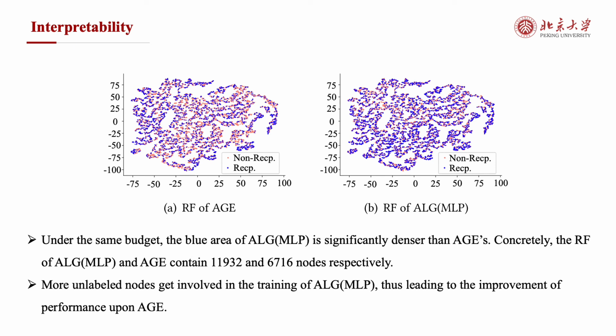Finally, we use t-SNE to visualize the reception field of both ALG MLP and AGE. The blue points in the figure refer to nodes in the reception field. Under the same budget, the blue area of ALG MLP is significantly denser than AGE's. Concretely, the reception fields of ALG MLP and AGE contain 11,932 and 6,716 nodes respectively. More unlabeled nodes get involved in the training of ALG MLP, thus leading to the improvement of performance upon AGE.